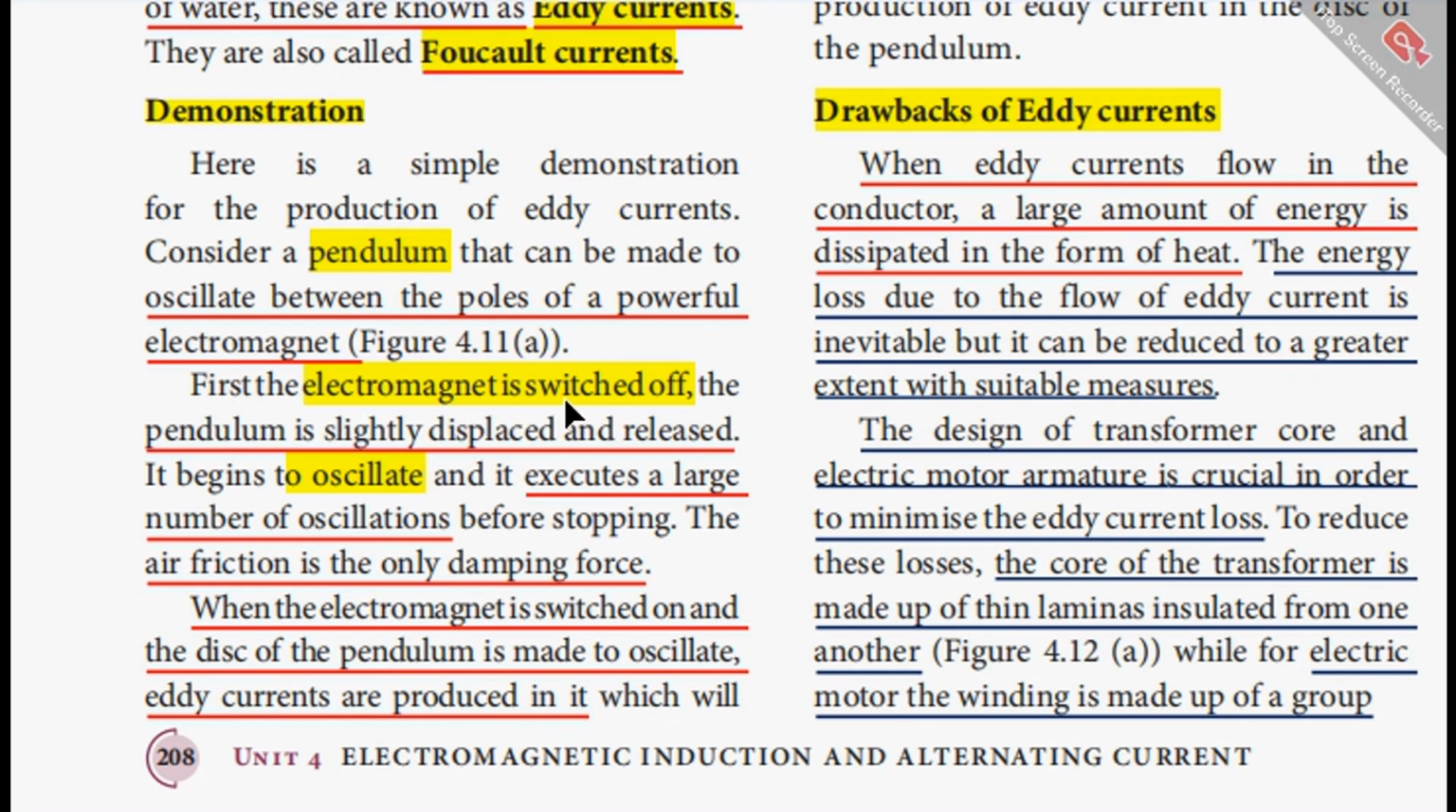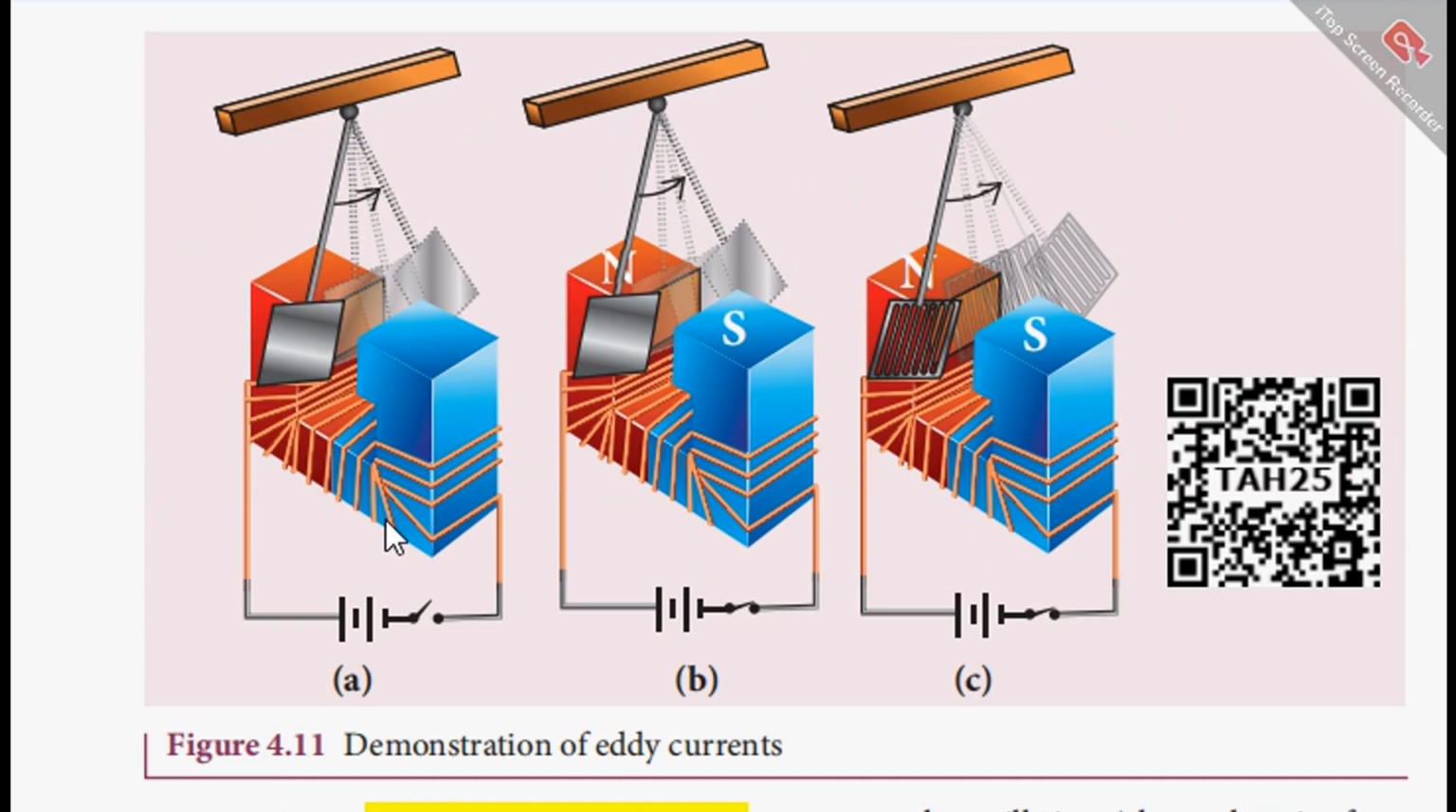First, the electromagnet is switched off and the pendulum is slightly displaced and released. It begins to oscillate and it executes a large number of oscillations before stopping. The air friction is the only damping force in that case. And here the coil is wound on this magnet through which current can be allowed to flow if we switch on this. So before we switch on this electric circuit, the pendulum will oscillate many times before coming to rest.